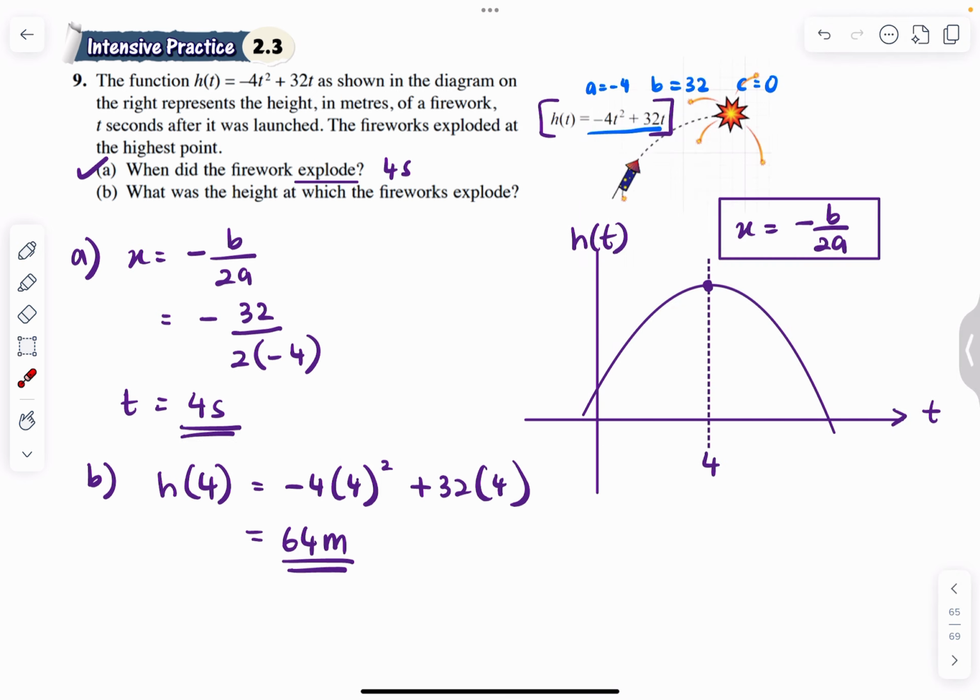So when it is 4 seconds, the height of the fireworks would be 64. Okay, how do we know? We put the t value into the equation. We will get our height. That's it. So time is 4 seconds. The height would be 64 meters. Done.